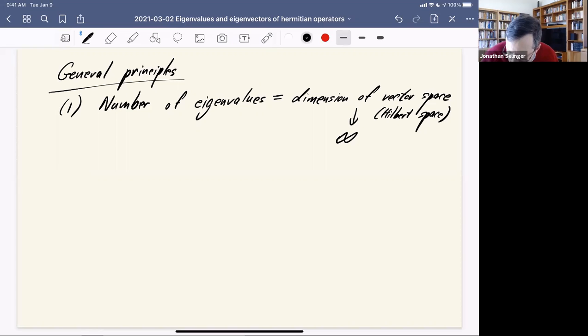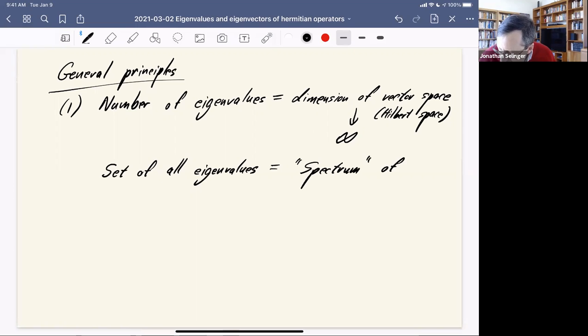And as a vocabulary word, the set of all eigenvalues is called the spectrum of Q. And that is for reasons related to the energy eigenvalues in a hydrogen atom, which we'll talk about later in the semester. So it's related to what people observe in a spectrum of colors of light coming from a prism. But the set of all eigenvalues, we call it the spectrum. And so there's an infinite number of eigenvalues in that set.